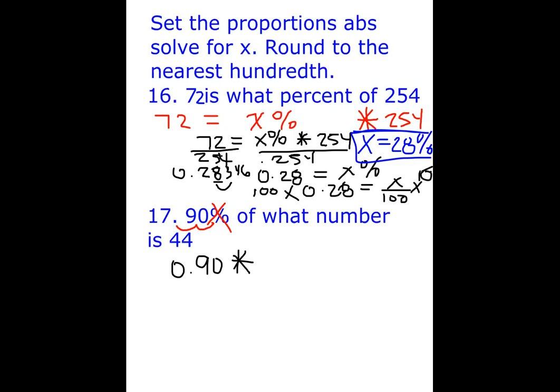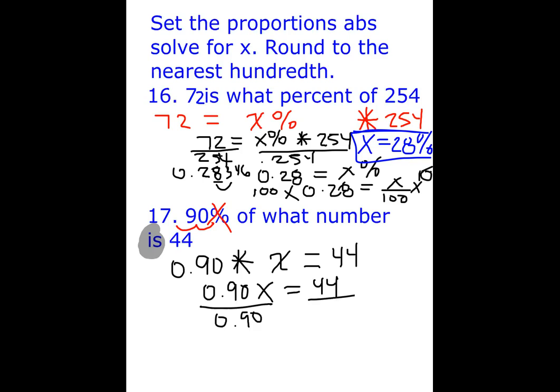Of means multiplication, right? What number? So we're going to put our variable because that's what we're looking for. And remember that is means equals, right? So is equal to 44. So if we want to write our answer again, 0.90 times x, so 90x is equal to 44. We want to leave the x by itself, so divide by 0.90.